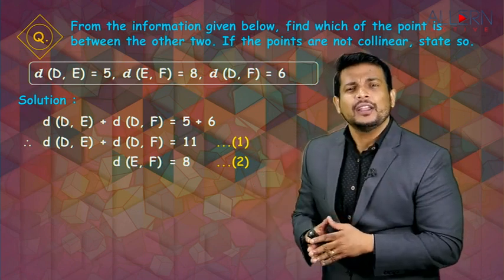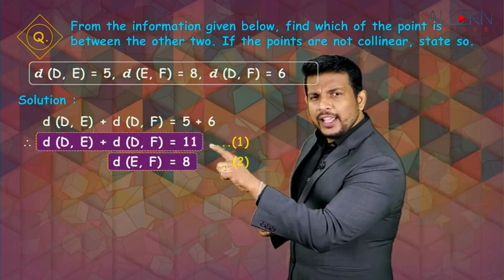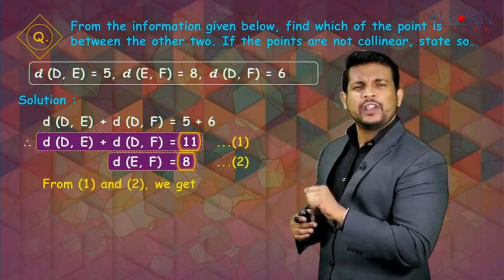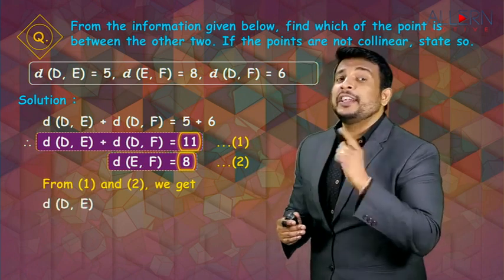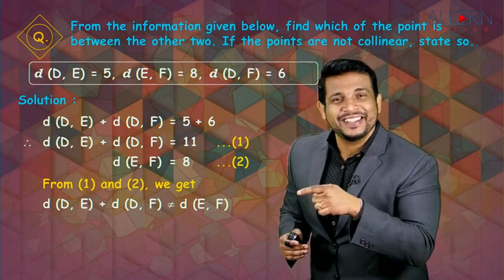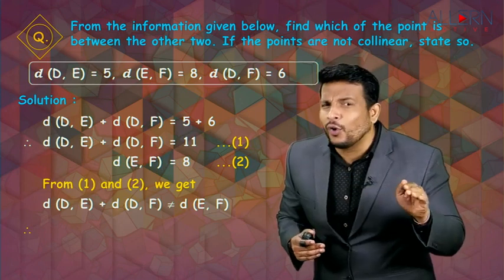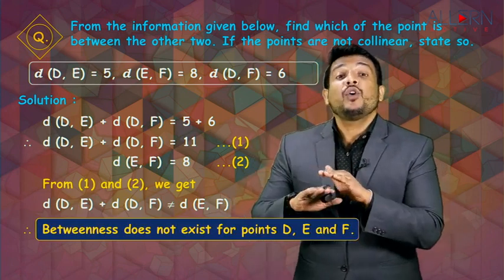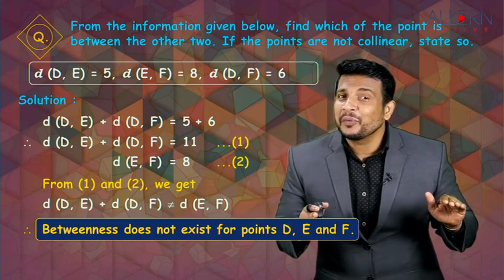Beautiful. We got that. Observe this 2, result number 1 and result number 2. Are they equal? Right inside 11, 8? No. That means from 1 and 2 we come to know that distance between D and E plus distance between D and F is not equal to distance between E and F, isn't it? That means, do we have collinearity here? Do we have betweenness here? No. So hence we write the final statement here that betweenness does not exist between the points D, E and F. Very easy, right?